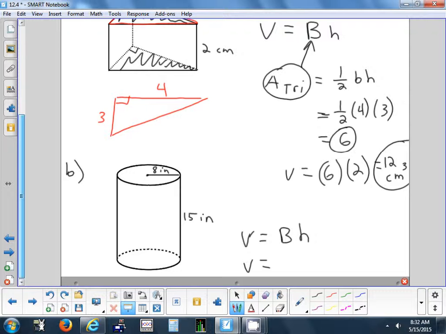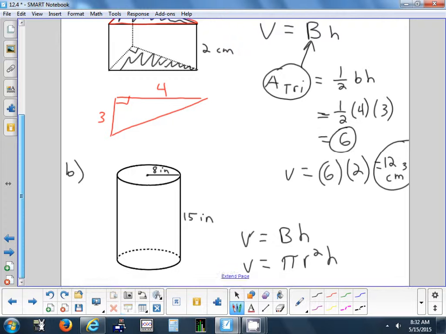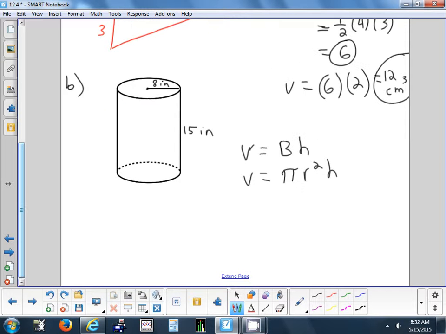And can someone remind me, what's the area of a circle? I think Denver said it earlier. Pi r squared. Good. Pi r squared times h. So when you look at your diagram, hopefully they gave you r and h. In this case, they did.